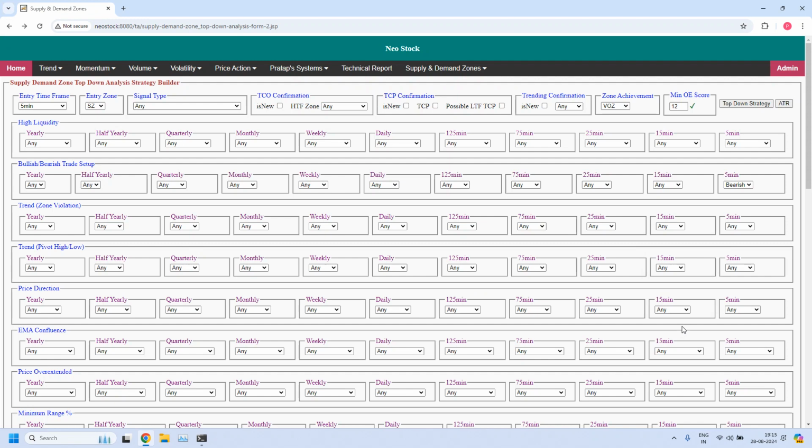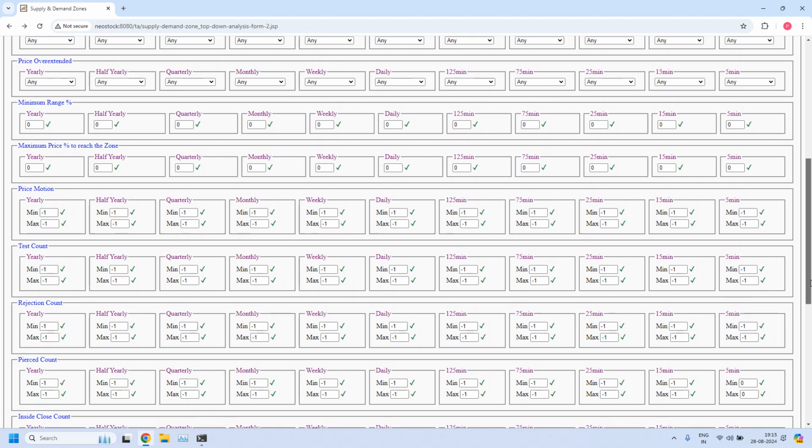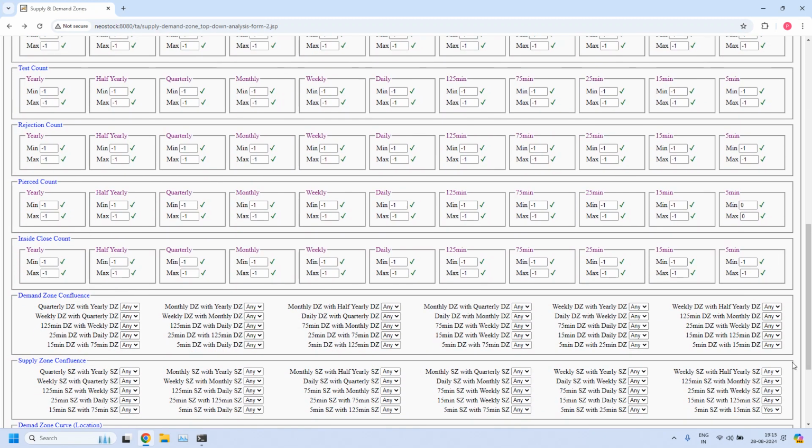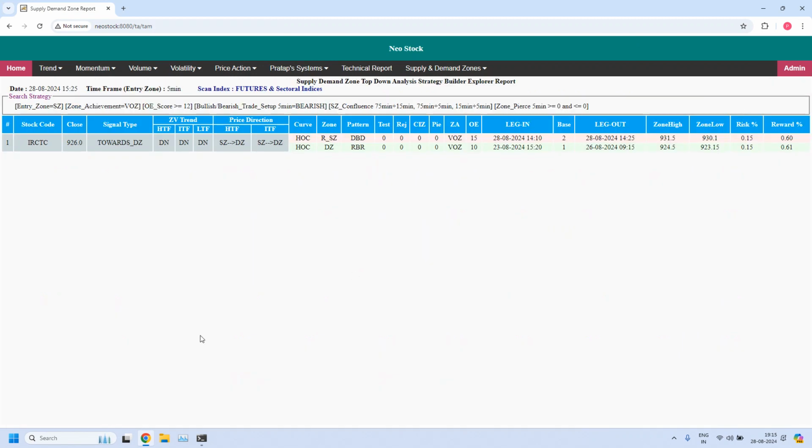Now let's look for LTF and ITF and HTF confluence. Already LTF and ITF is enabled in the supply zone, so 5 minutes and 15 minutes is enabled. Next, 5 minutes supply zone with 75 enabling, and 15 minute supply zone with 75 enabling. With all the 3 filters, we got only one stock. IRCTC is having confluence with LTF, ITF and HTF. Now let's check if this is having EMA confluence.